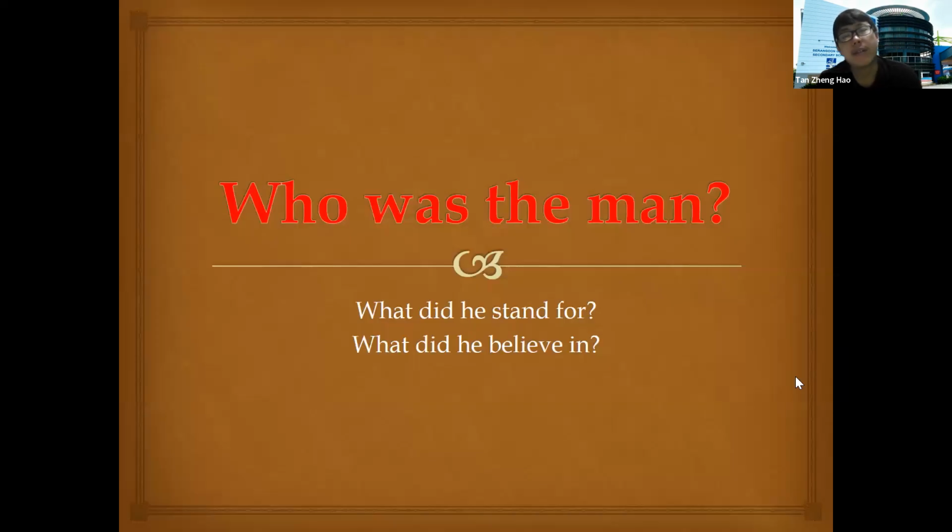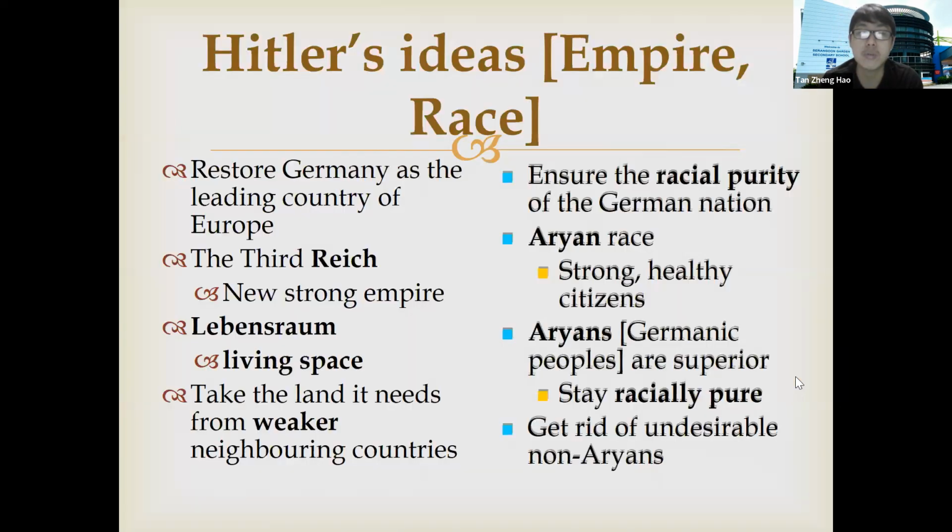Let's start with the first part of the notes. What was Hitler? Who was the man, and what did he believe in? We covered a little bit of this in the previous lesson, but let's go through it. Hitler's main idea was obviously to make Germany great again. He wanted to make Germany prosper and grow stronger. He wanted to avenge the humiliation Germany faced after signing the Treaty of Versailles. He wanted to build the Third Reich, where Reich means empire, so a third empire.